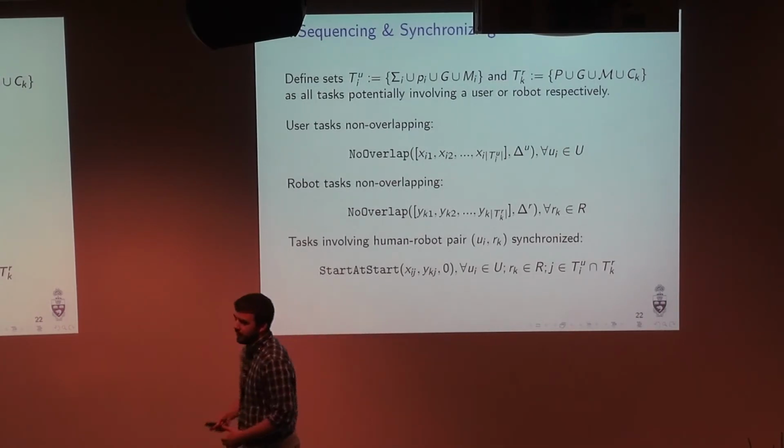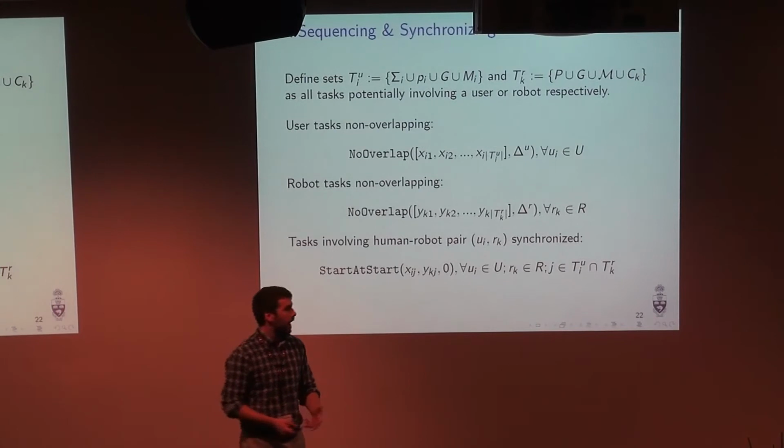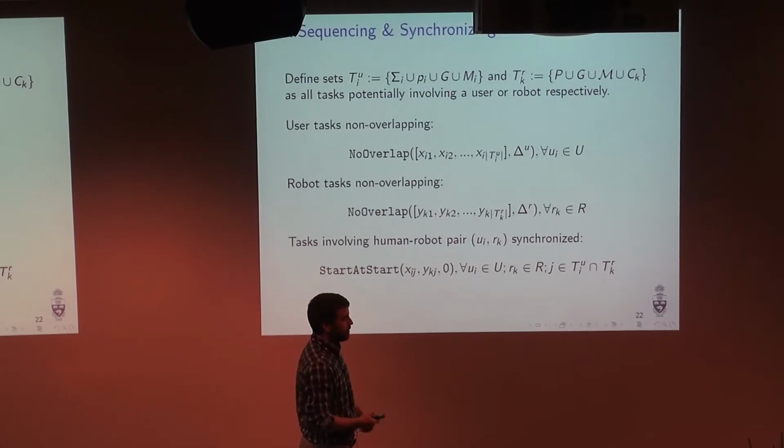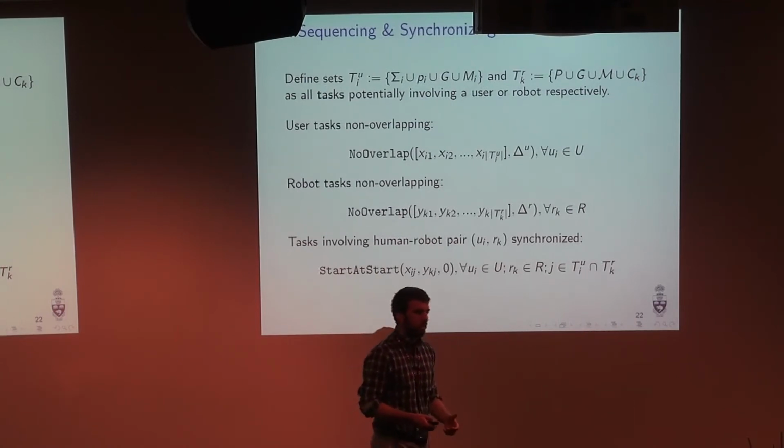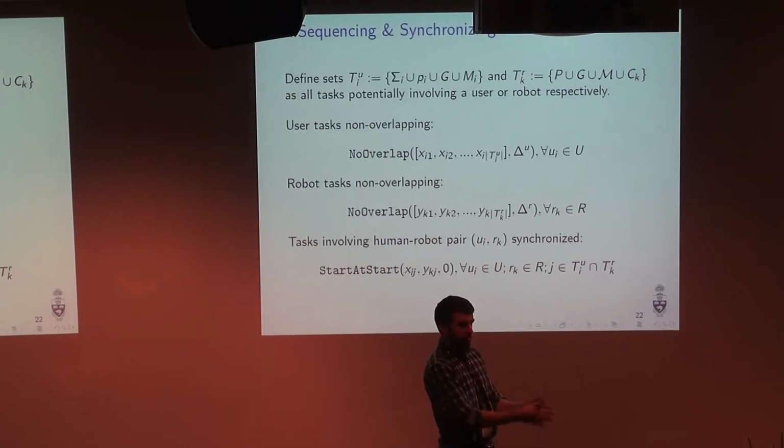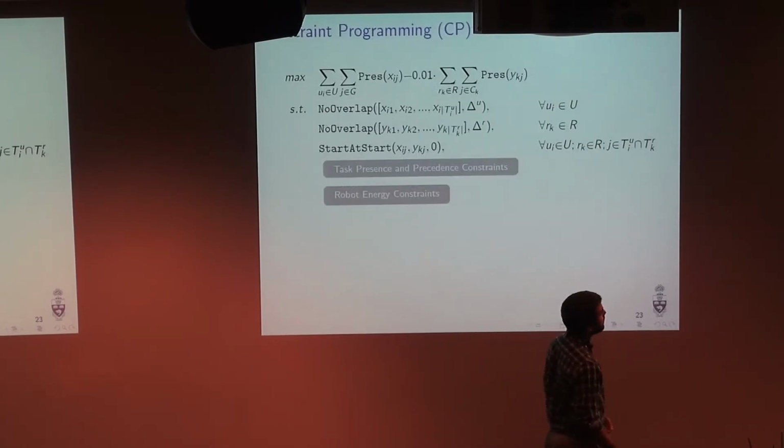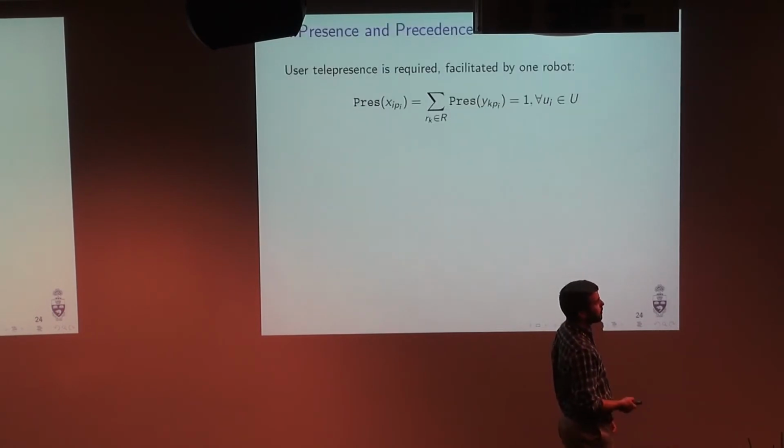So if we have a task involving a human-robot pair, as I've written there, we're going to say that if both of those tasks are actually present, then their start time differences have to be 0. So they have to start at the exact same time. So we're synchronizing the tasks that way. Okay, so our next constraint family is task presence and precedence. We'll just go through this real quick.